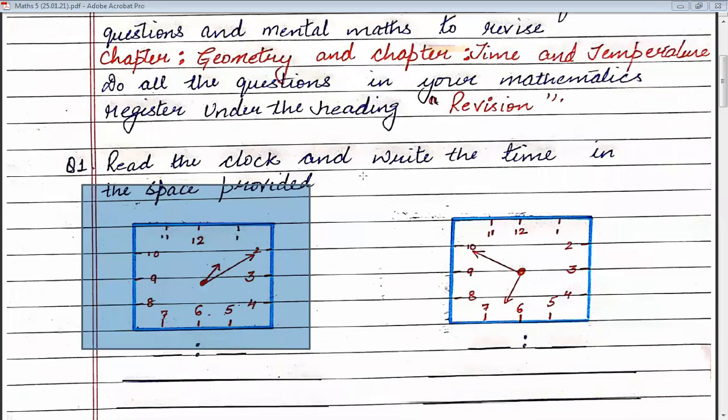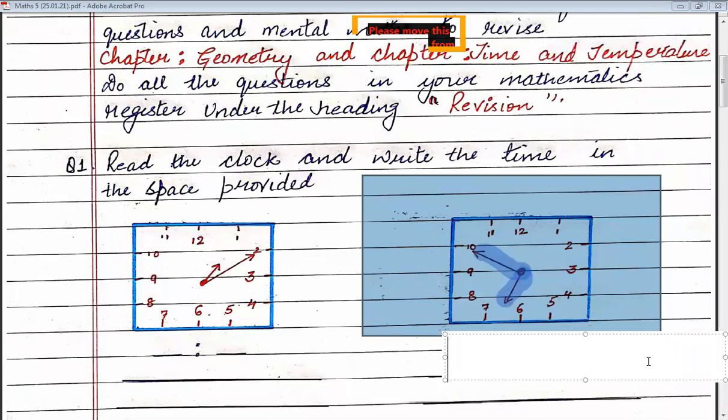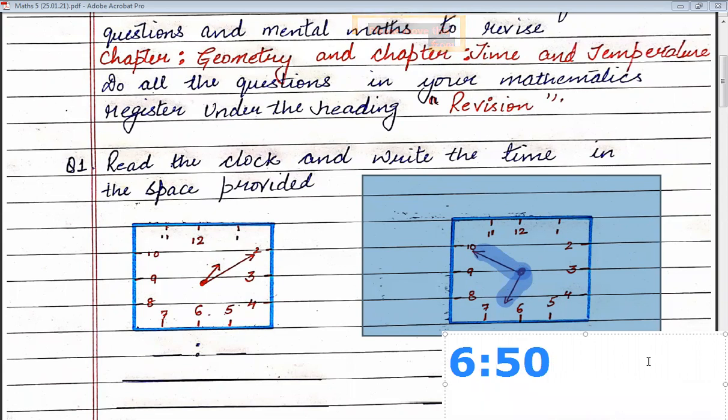Now, let us look at our second question also. Now, look at the clock very carefully. Now, children, here, can you tell me where is the hour hand? It is after 6, and your minute hand is at 10. So, can you tell me the time? What is the time in the clock? What is the time? Your time is 6 hours and 50 minutes. What is the time here? 6 hour 50 minutes.